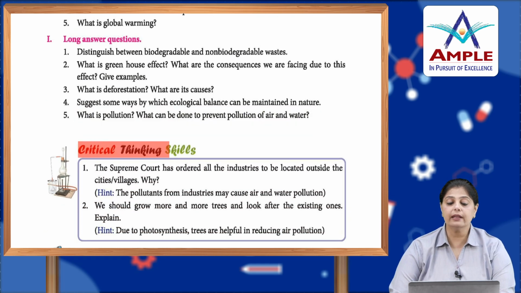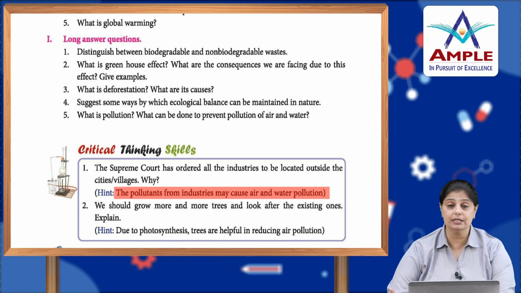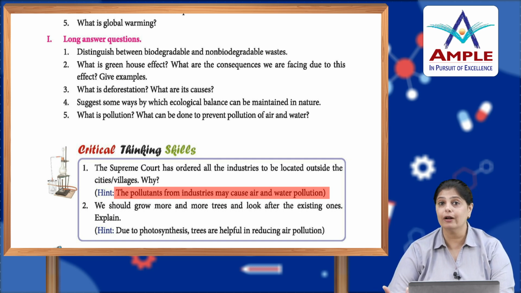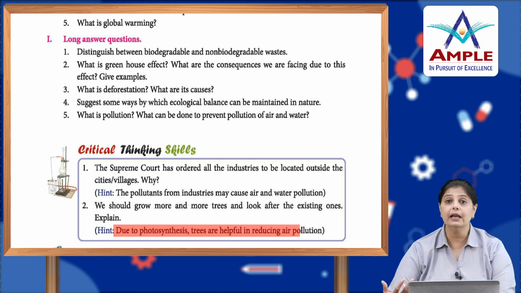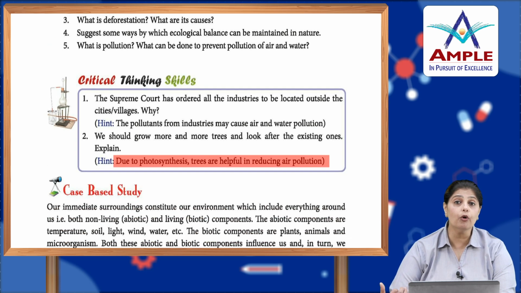Okay. Now, critical thinking skills. The Supreme Court has ordered all the industries to be located outside the cities or villages. Why? Because the pollutants which are emitted by the industries may cause air and water pollution, and it can in turn be harmful for humans or living organisms. Okay. We should grow more and more trees and look after the existing ones. Explain. Due to photosynthesis, trees are helpful in reducing air pollution. Okay. That is the reason why we must grow more and more trees.